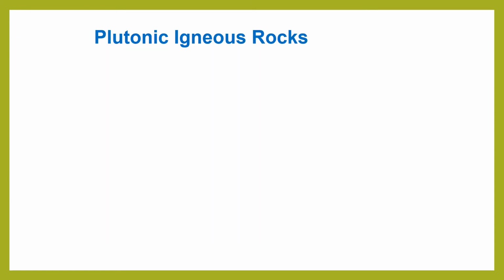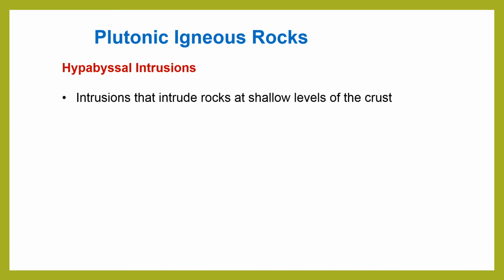Now we will see the igneous rocks according to their location. We will start with plutonic igneous rocks. Plutonic means under the Earth's surface. The first one is hypabyssal intrusions, and those intrusions include rocks at shallow levels of the crust. Shallow here means a depth of less than 1 kilometer.